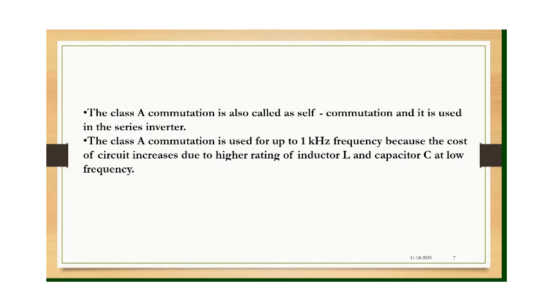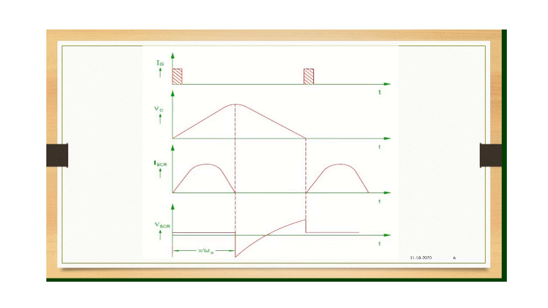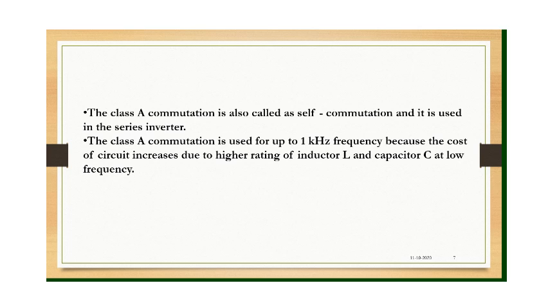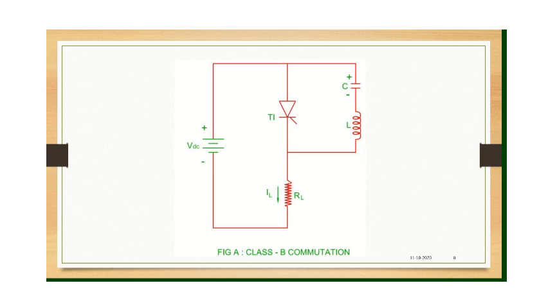Next, class A commutation is also called self-commutation, because the circuit itself turns off the device. There is no external circuit required. Mainly this type of circuit is used for 1 kilohertz frequency, and the cost of the circuit mainly depends on the rating of the L and C that will be used. All right, moving on with the class B commutation circuit.